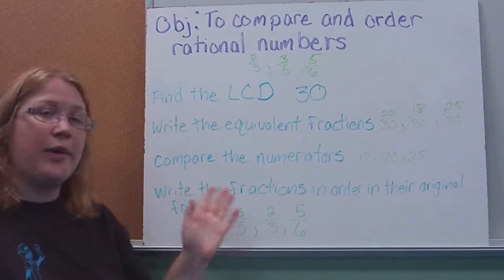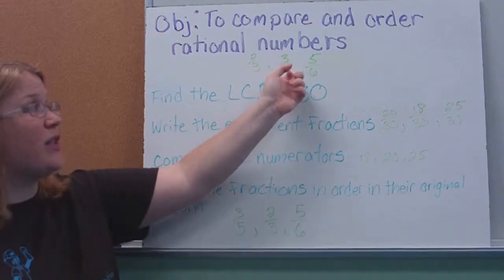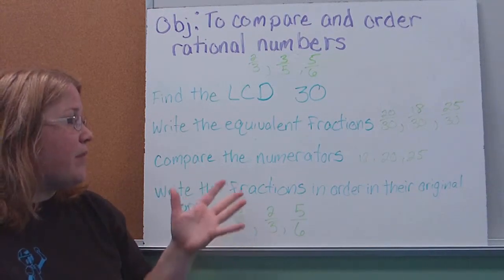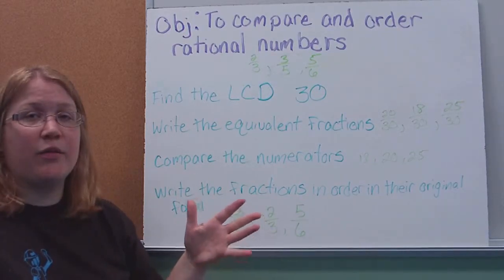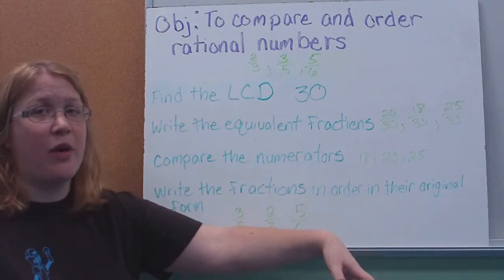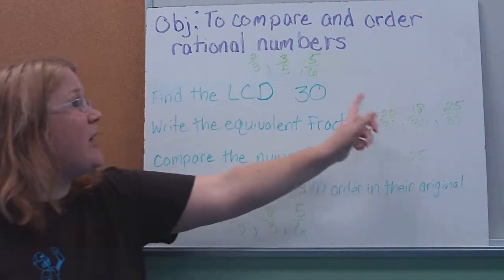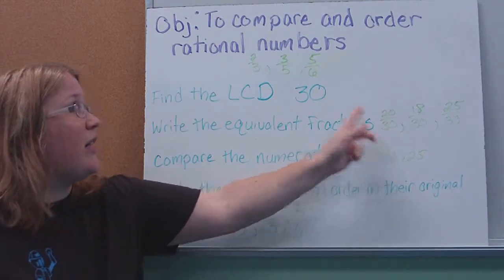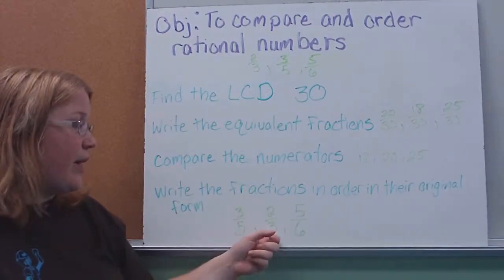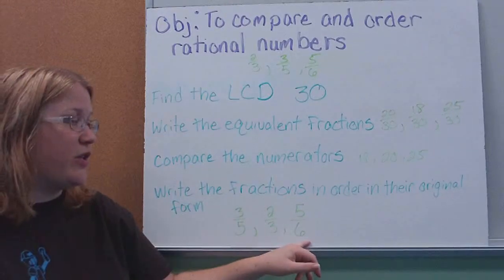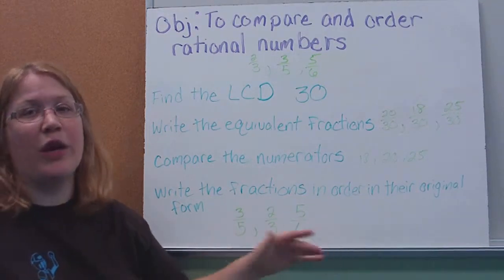So now when we're writing them in order, we're still going to write our original form because we want to keep them in simplest form. So when we're rewriting them, keep the fractions in their original form. We still need to convert them so we know what order they go in, then we want to rewrite them this way. So 18 30ths was 3/5, that's going to come first. 20 30ths was 2/3, that's going to come next. And 25 30ths was 5/6, so that's going to come last. So they're from least to greatest here.